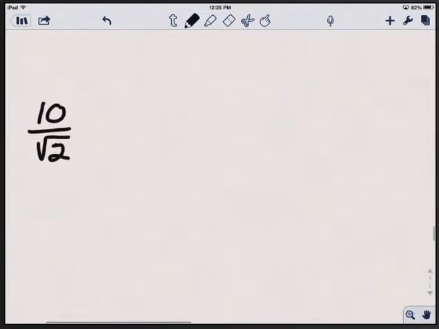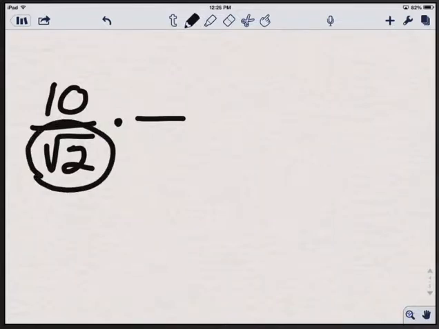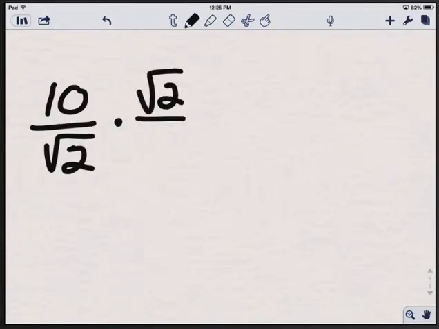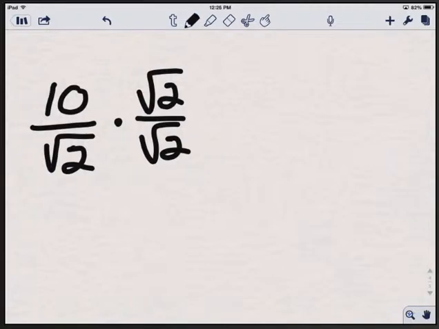We have: simplify 10 over the square root of 2. In this case, just like on the previous problem, I'm going to multiply by 1 in the form of a fraction where the numerator and the denominator are exactly the same. The number I want to pick is right here, the square root of 2. So I make a fraction out of that, the square root of 2 over the square root of 2, which is equal to 1. That expression equals 1, so I'm multiplying by 1.